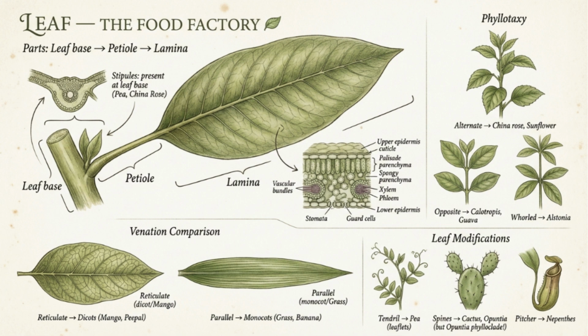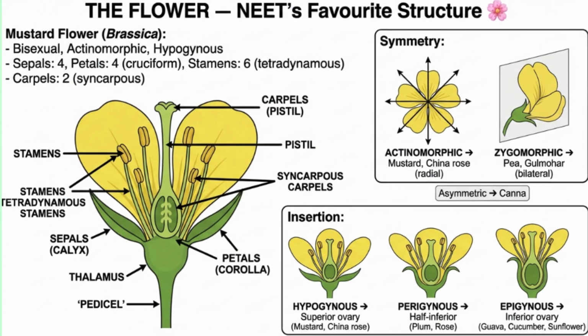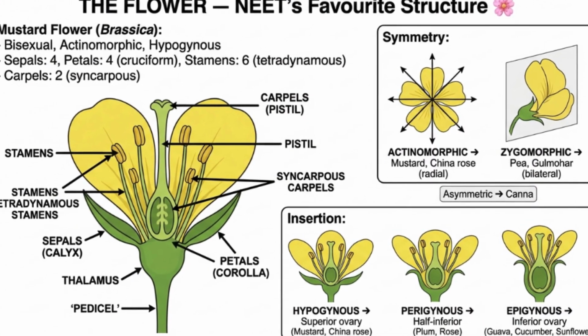Phyllotaxy describes how leaves arrange on the stem, alternate in China rose, opposite in Calotropis, whorled in Alstonia. Leaf modifications. In pea, leaflets become tendrils for climbing. In Nepenthes, the leaf tip becomes a pitcher to trap insects. In cactus, leaves become spines to reduce water loss. Remember, Opuntia spines are leaves, but the green pad is a stem, phyloclade. Don't swap them. The flower, NEET's absolute favorite.